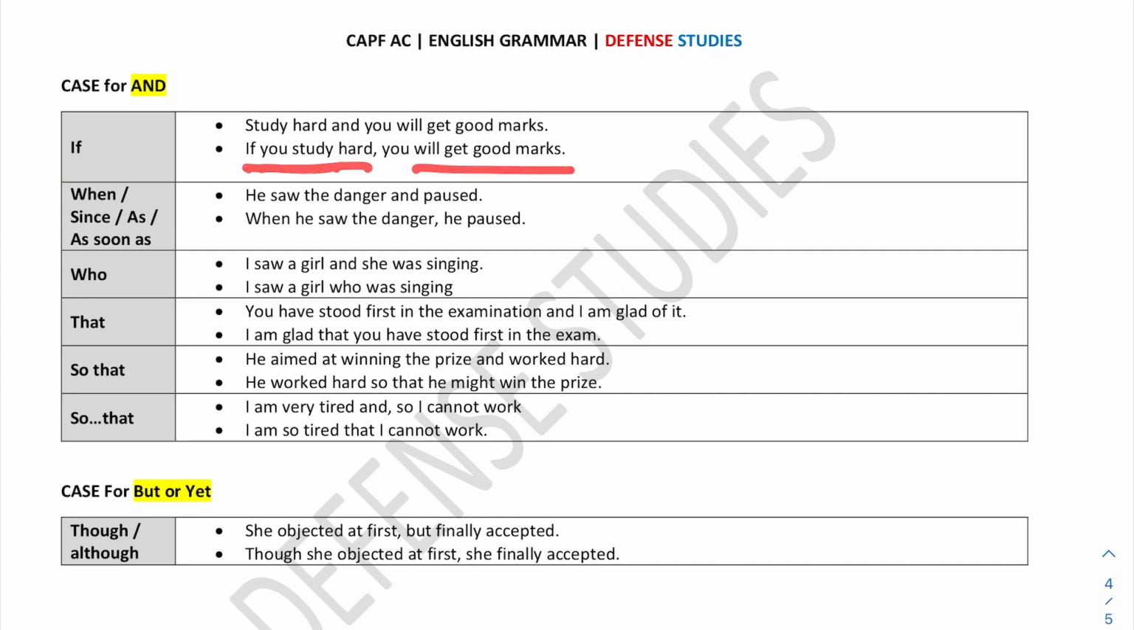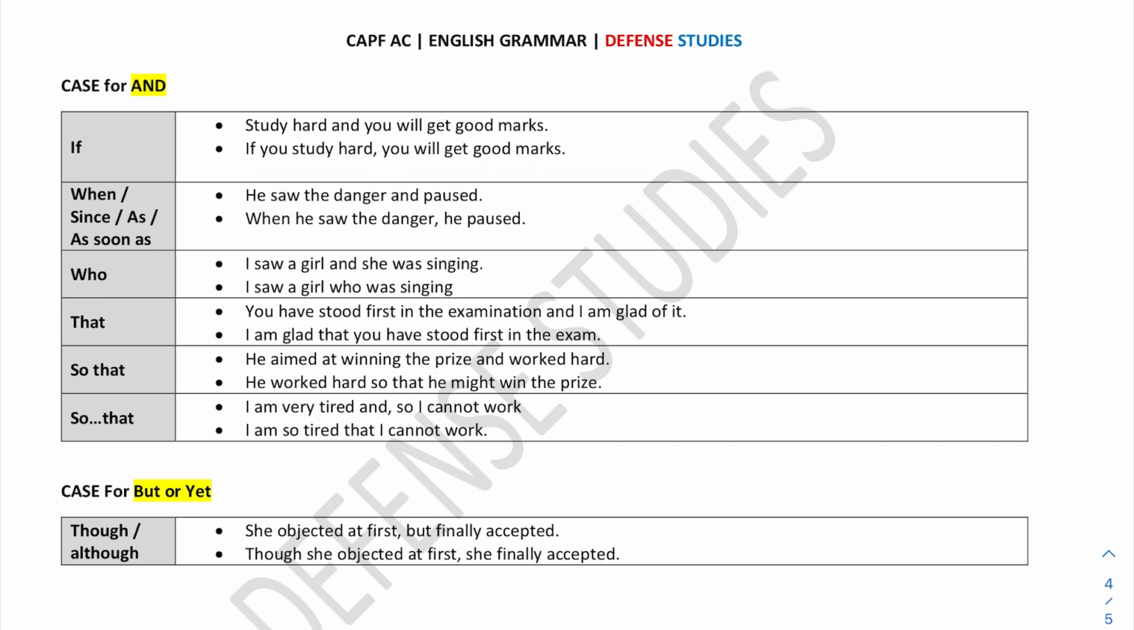If you look very carefully, study hard is an independent clause in the compound sentence and it is converted into a subordinate clause after the use of this subordinate conjunction if. So this is the idea, you need to use it in this way only. So, you will get good marks if you study hard.